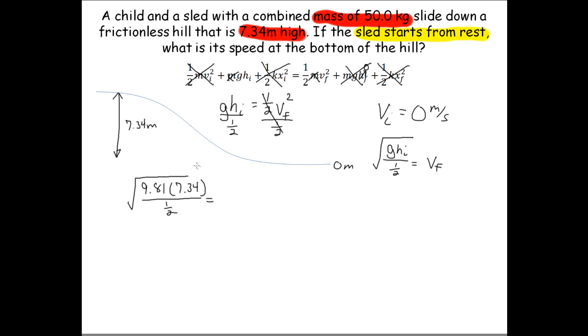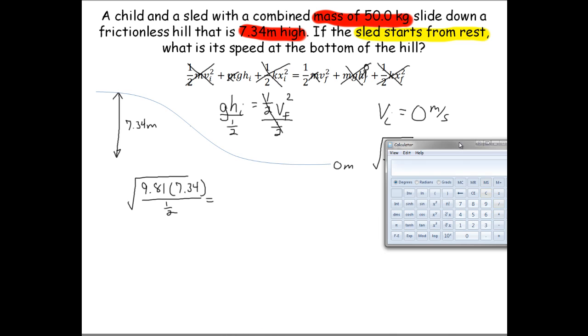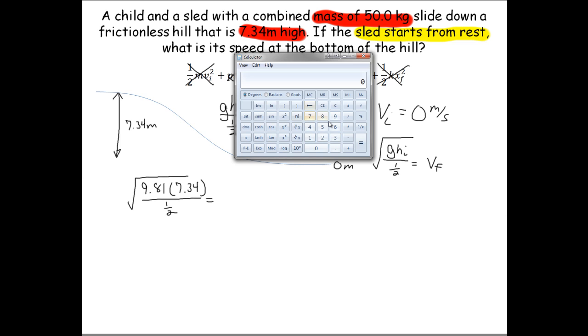Let's pull up a calculator. Here's my calculator. The calculator for Windows is a little bit different than my normal calculator, and I have to follow a certain pattern on how I enter things. So I'm going to start inside my square root. I have 9.81 times 7.34, divided by 1/2, which is 0.5. That's what I get inside of my radical, and then I take the square root.